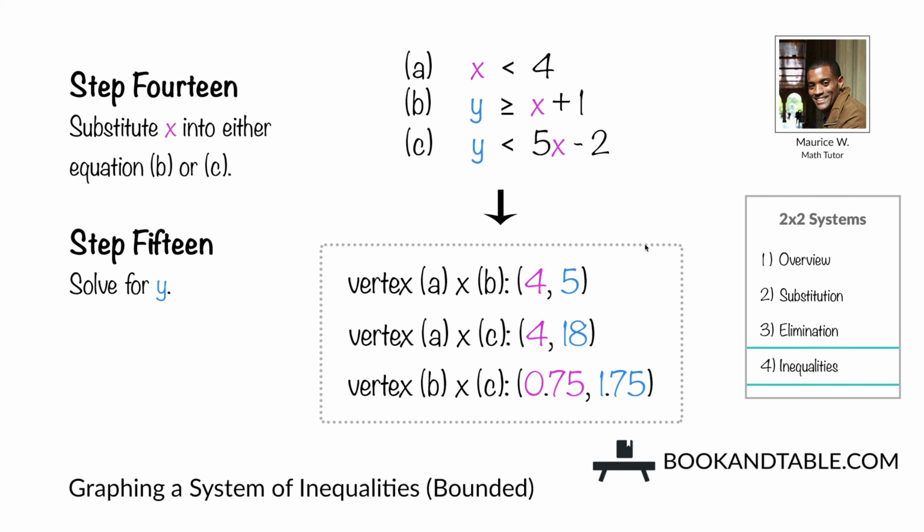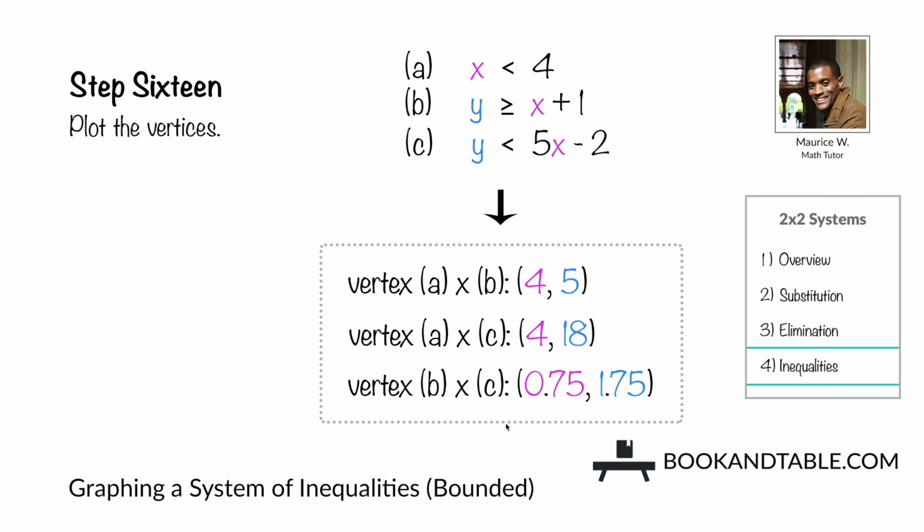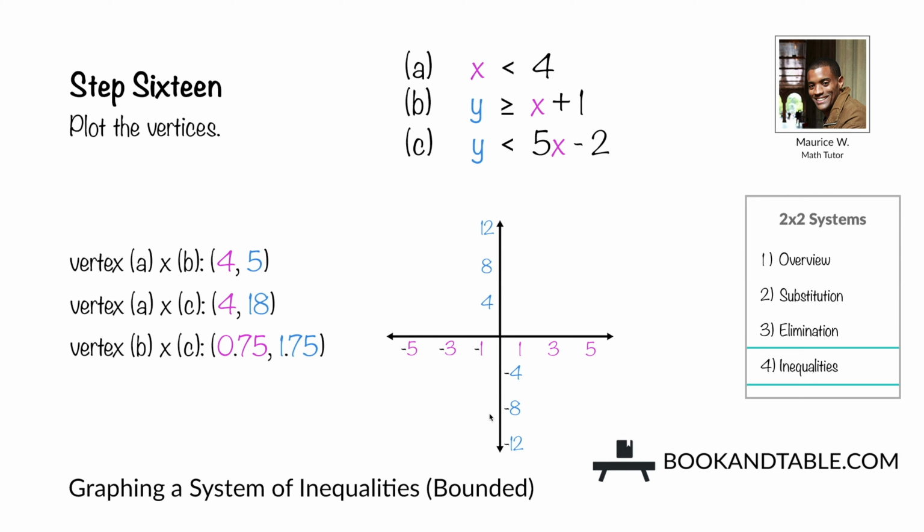So now we have all 3 vertices where the lines cross each other, and we have a value table for all 3 lines, so we can sketch A, B, and C. Now we can begin to graph. Step 16, plot the vertices. Starting with AB, the first point is where x is 4 and y is 5. Plot the point. For vertex AC, it is where x is 4 and y is 18. Plot the point. And for vertex BC, it's where x is 0.75 and y is 1.75, so we plot the point.